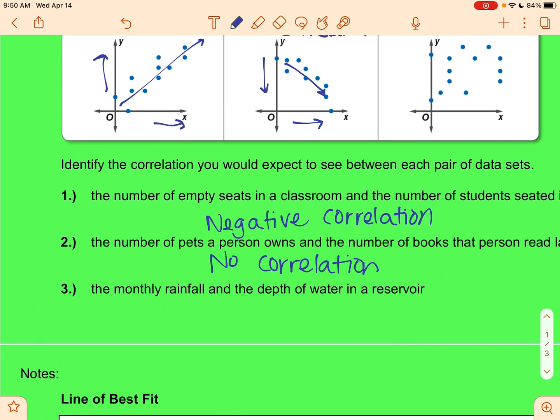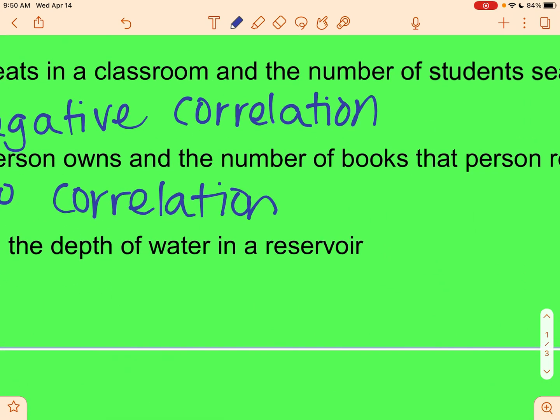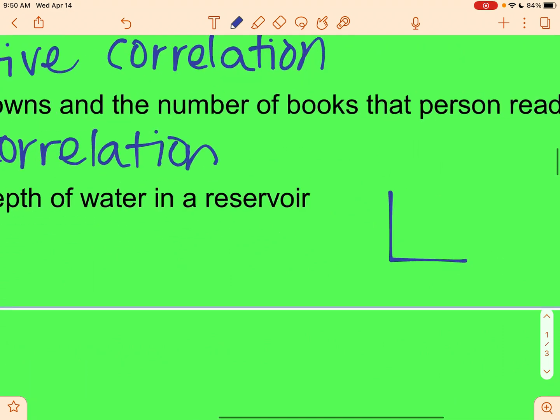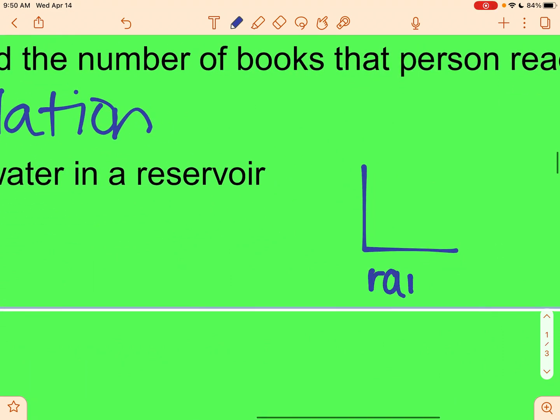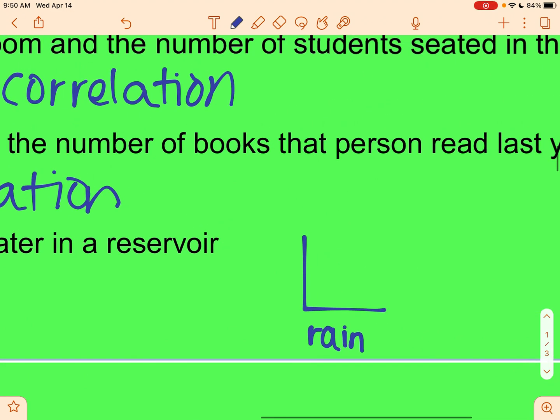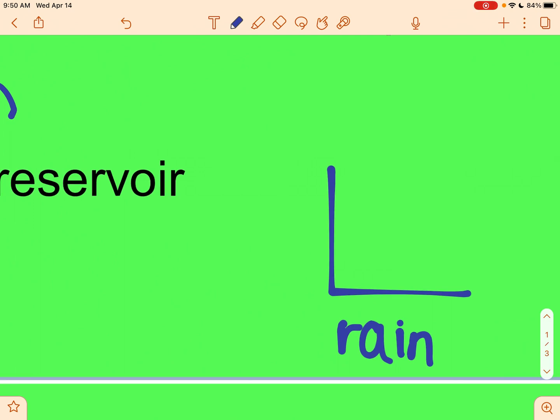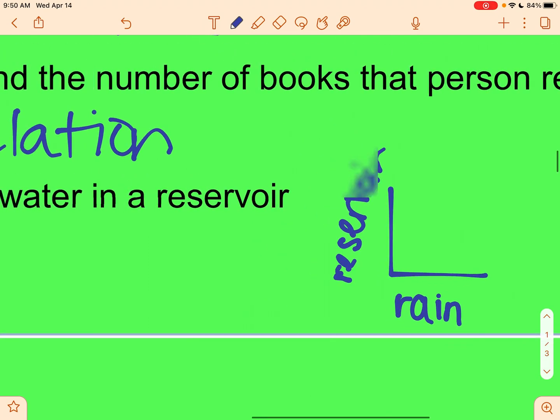Awesome, so then our last one is the monthly rainfall and the depth of water in a reservoir. So let's go ahead and create a little graph. The bottom we'll say is the rainfall, or the rain, and then on the y-axis we'll say the water in the reservoir. And a reservoir is kind of like a little lake. It's like water that's drained from rain.